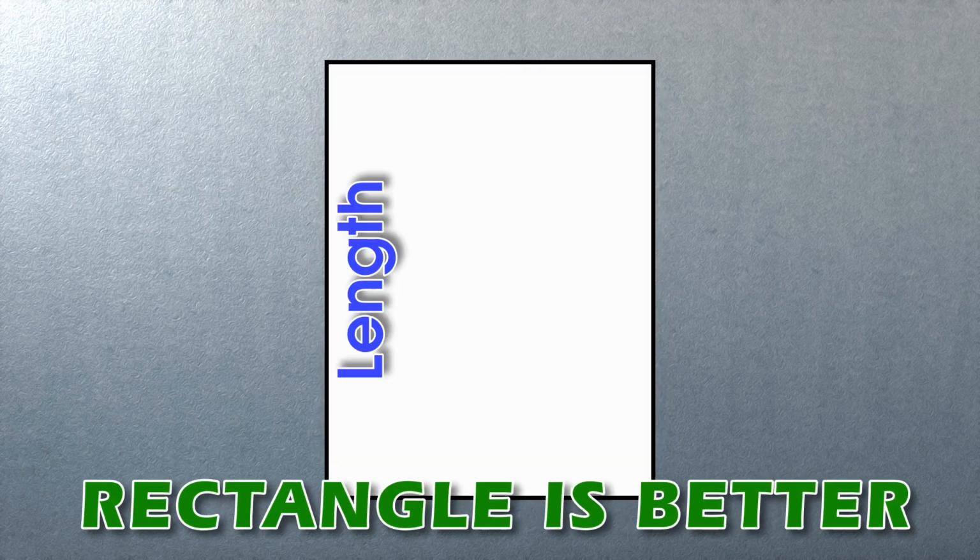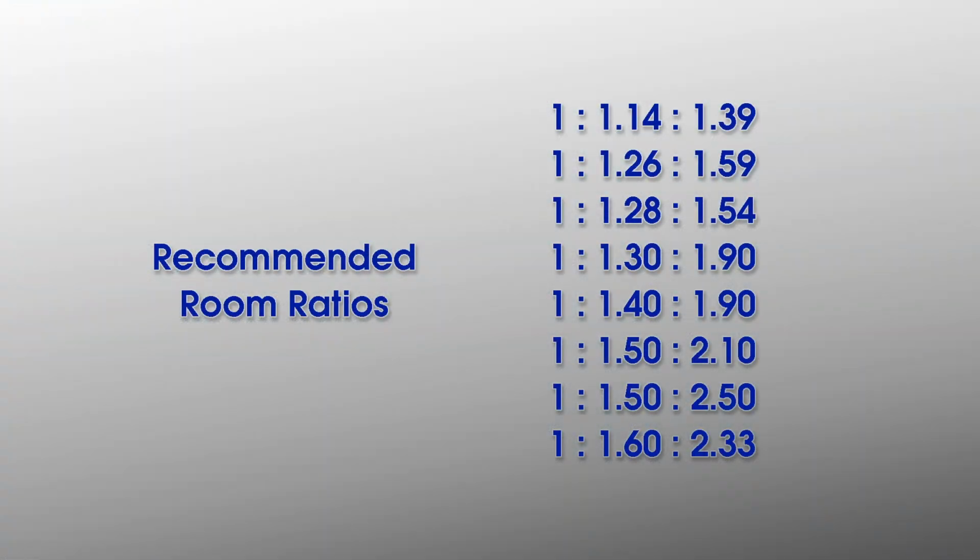A good room shape is a rectangle, and there are certain ratios of length to width to height that are better for acoustics. If you have a choice of rooms, calculate the ratio of its dimensions and see which one comes closest to the recommended ratios. These ratios break up axial room modes, which we'll cover in another video.